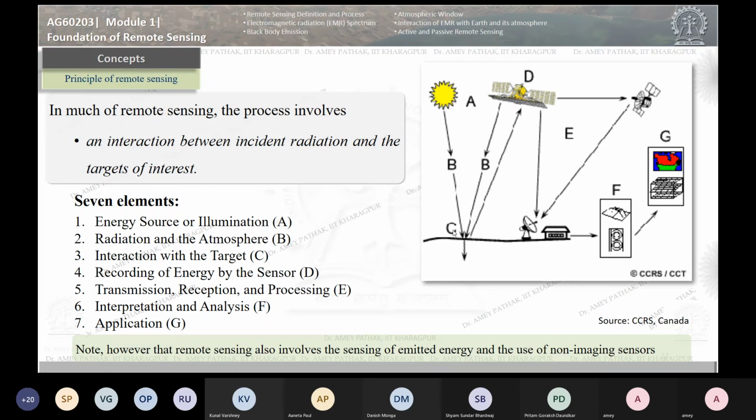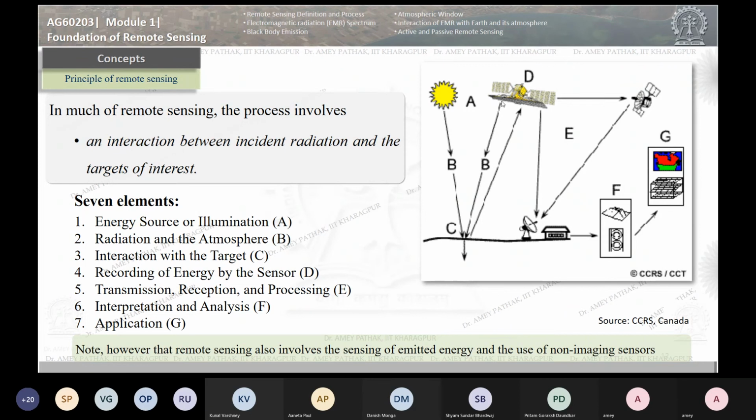Then again it will interact. Depending on the property or nature of the target, some amount of light will be absorbed, some will be transmitted, and some will be reflected. The reflected light again has to go through the atmosphere. It will be reflected in all directions, the scattering will take place in all directions, and again there will be interaction with the Earth's atmosphere. Then the magnitude of radiation or reflectance is received by the satellite sensor.